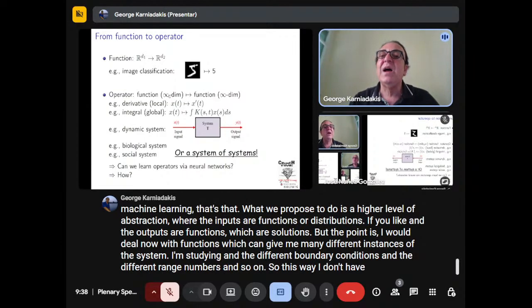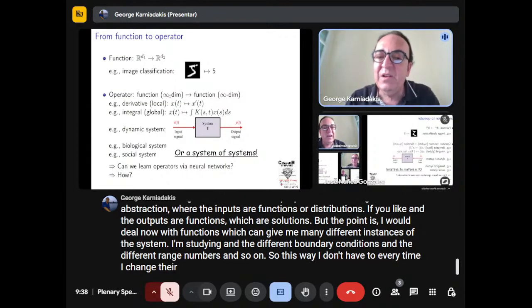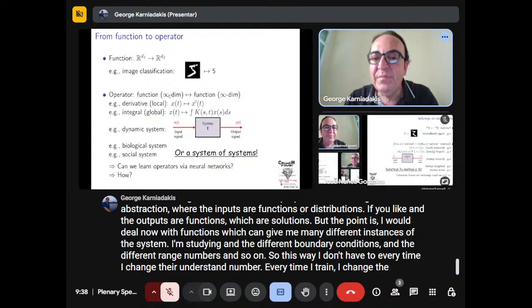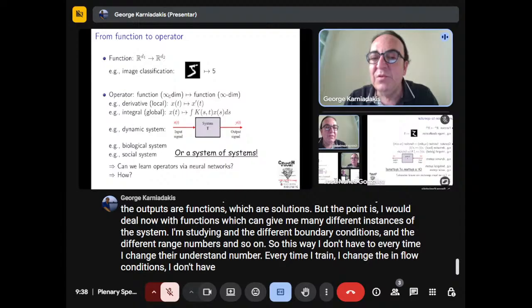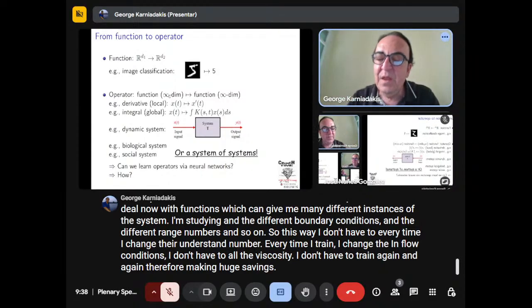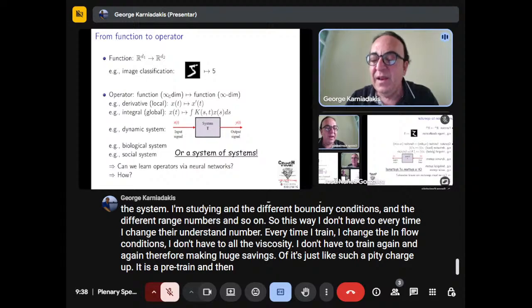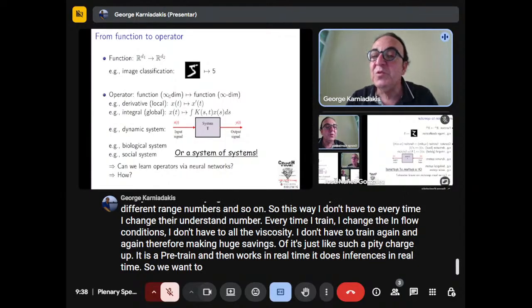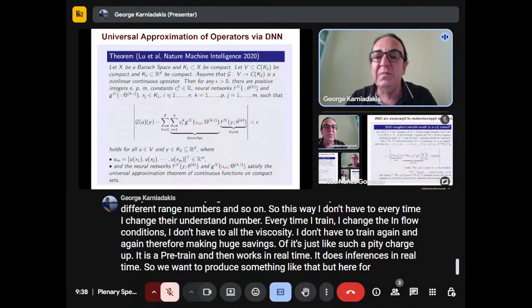So this way, I don't have to train again and again every time I change the Reynolds number, the inflow conditions, or the viscosity, therefore making huge savings. It's just like ChatGPT. ChatGPT is pre-trained and then works in real time. It does inference in real time. So we want to produce something like that, but here for fluid mechanics.